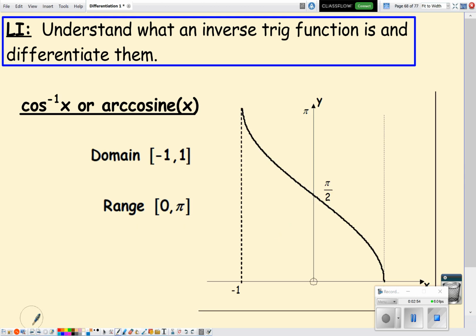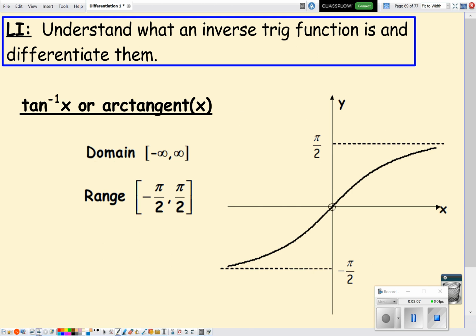As we look at inverse cos, the inverse cos graph looks like this. This time I've selected a range of 0 to pi, and a domain of -1 to 1, and inverse tan x looks something like that.